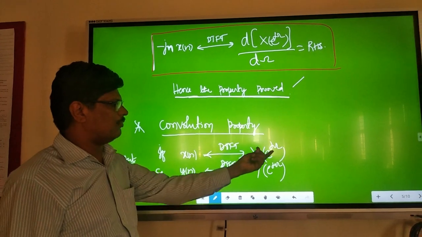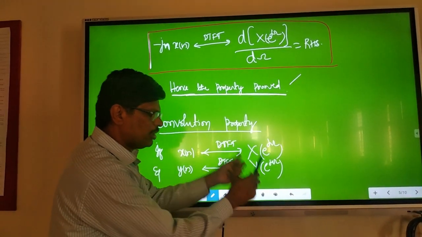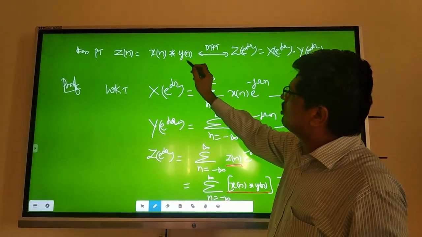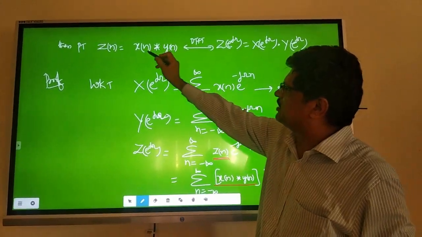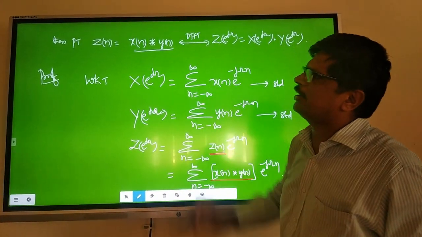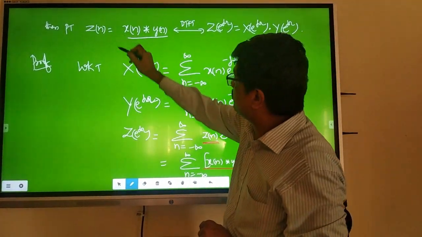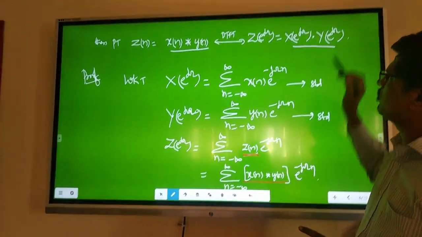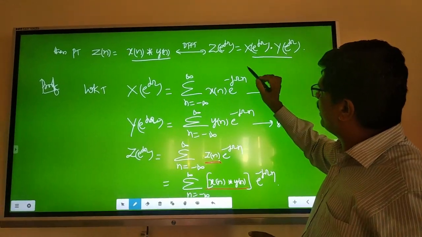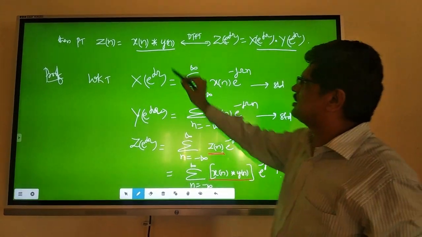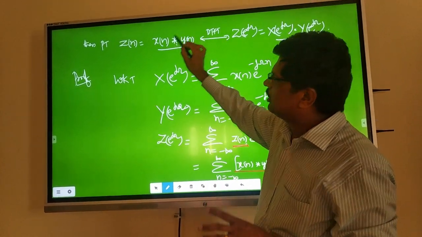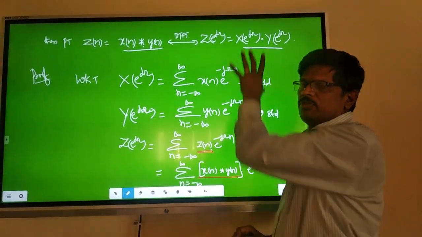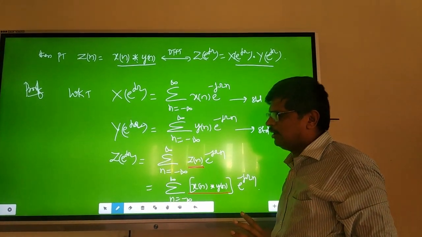Let me write the statement. If DTFT of x of n is x of e power j omega, frequency domain, and DTFT of y of n sequence is y of e power j omega, frequency domain, then the convolution in time domain, that is x of n convolved with y of n, has DTFT equal to z of e power j omega, which is equal to the multiplication in frequency domain, that is x of e power j omega into y of e power j omega. This is not a product of sequences, this is linear convolution. The convolution of x of n with y of n is nothing but the multiplication of two signals, x of e power j omega into y of e power j omega.